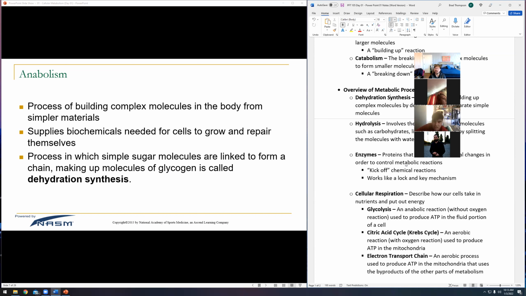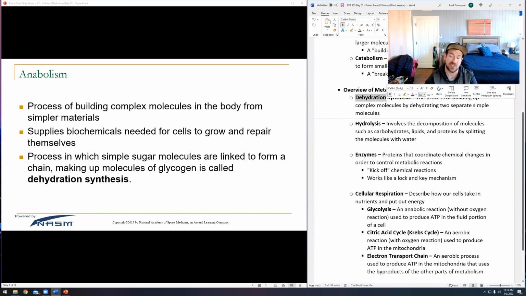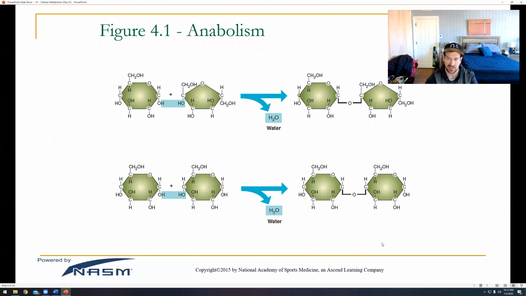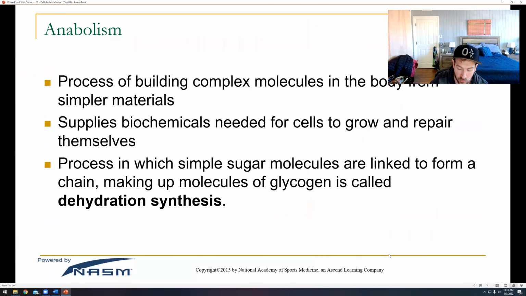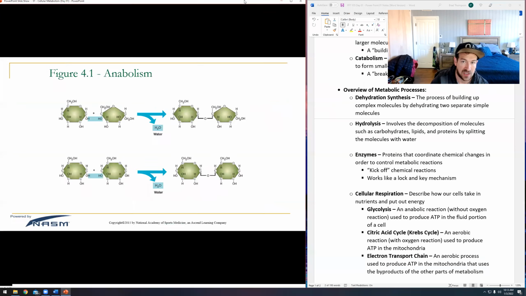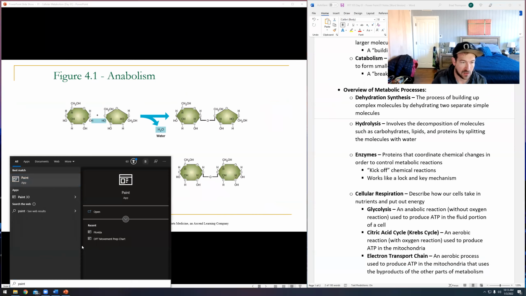But synthesizing means to make stuff, right? You're synthesizing something. They synthesized a COVID vaccine last year, right? Dehydration means to take the water out of something. Okay. So when we're linking molecules together, one of the ways that we're going to do that is through dehydration synthesis. So I'm going to go ahead and take a copy of this here, and show you how this works.